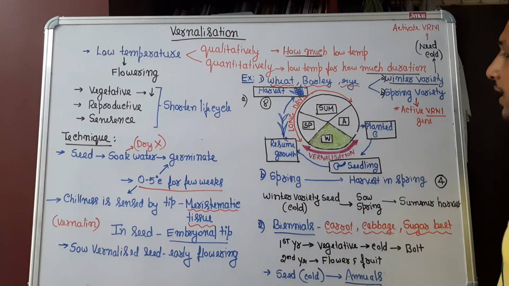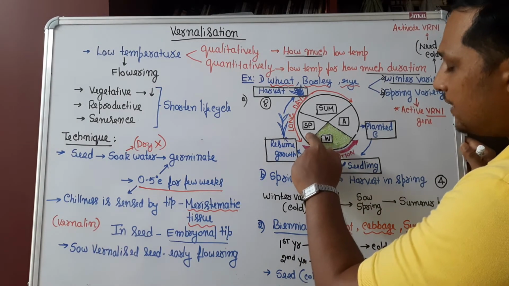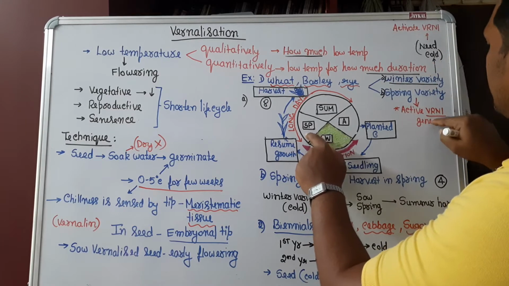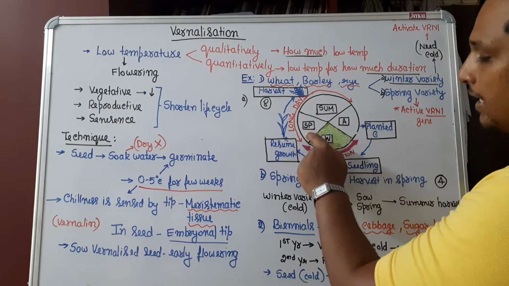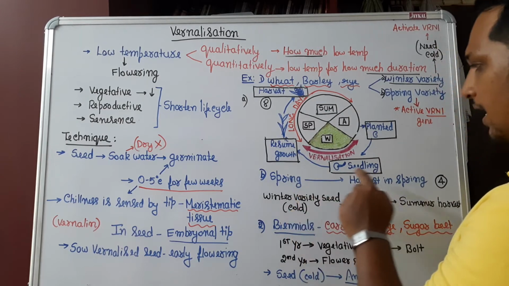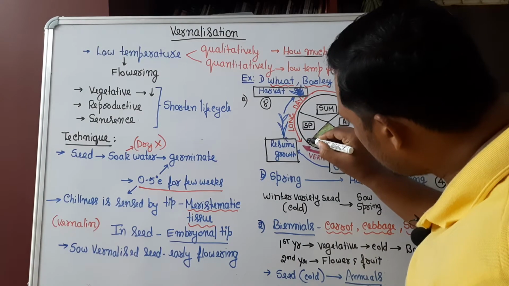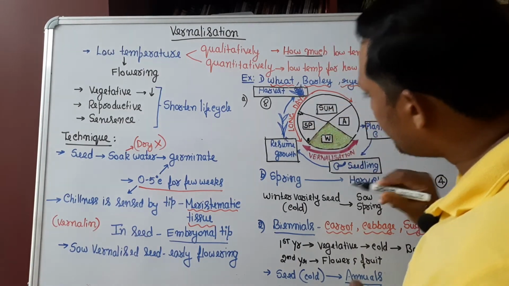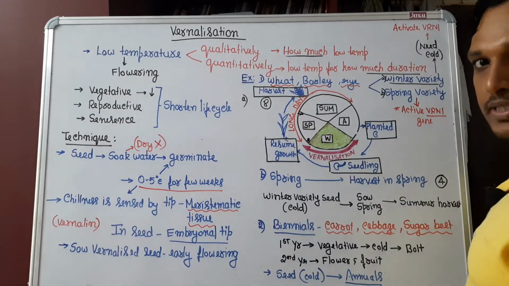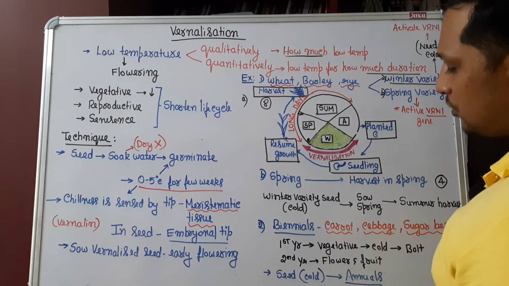Whereas a spring variety, as the name indicates, you plant in spring. You don't need cold treatment, because as I said, they already have the gene activated in them. Plant them in spring, harvest at the end of spring. If you plant here, after 4 months you can harvest them. That is about the spring variety.